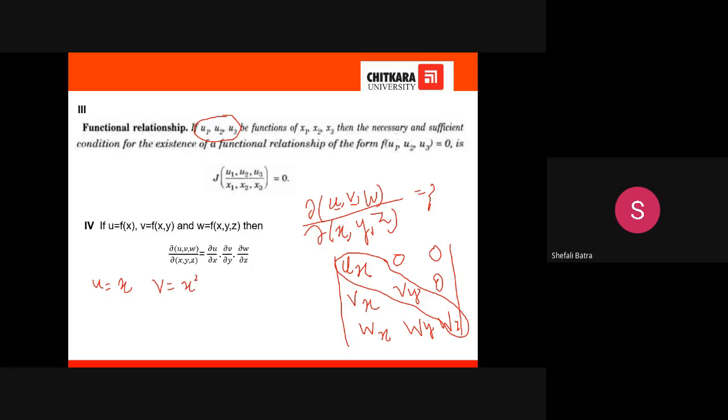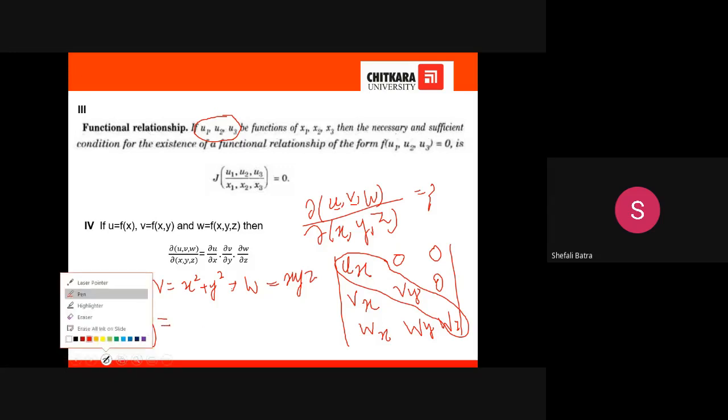So for example, if I say u is equal to x, v is equal to x square plus y square, and w is equal to xyz, right? And I'm asking you the Jacobian of u, v, w with respect to x, y, and z. So I'm putting the values in this determinant.